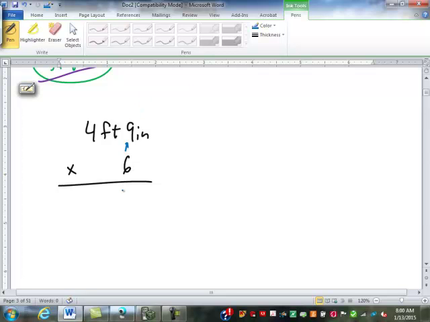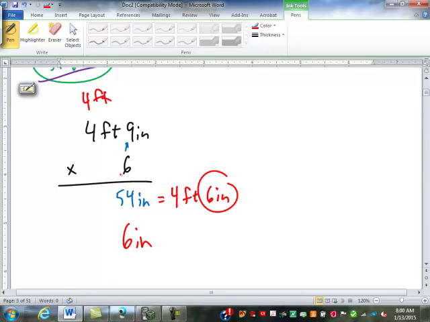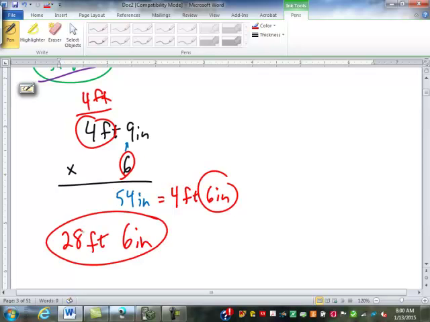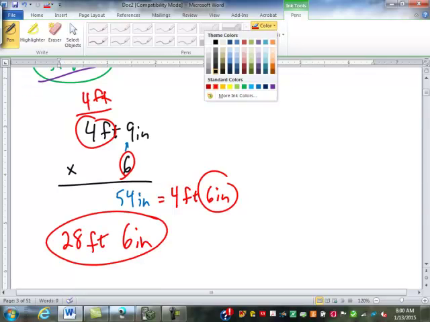You do 6 times 9 is 54 inches. But of course, that is how many whole feet? 4 feet would be 48 inches. How many inches are left over? 6 inches. So you keep the 6 inches, carry the 4 feet. Now 6 times 4 feet is 24 feet, plus 4 is 28 feet. So you got 28 feet, 6 inches. Make sense?